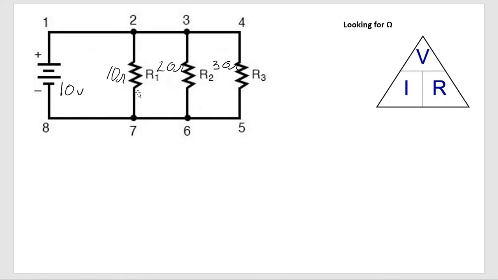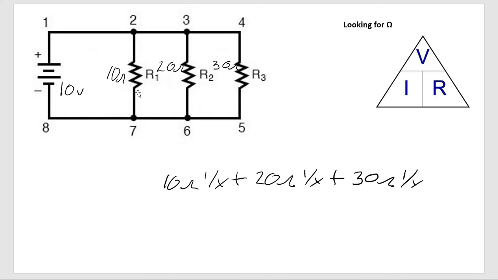Now, in a parallel circuit, it's a lot different than a series circuit. In a series circuit, we would just add the values up, but in a parallel circuit, we can't do that. We have to 1 over x them. So to do that, we're going to get 10 ohms 1 over x plus 20 ohms 1 over x plus 30 ohms 1 over x equals 1 over x. Now let's get our calculator out.